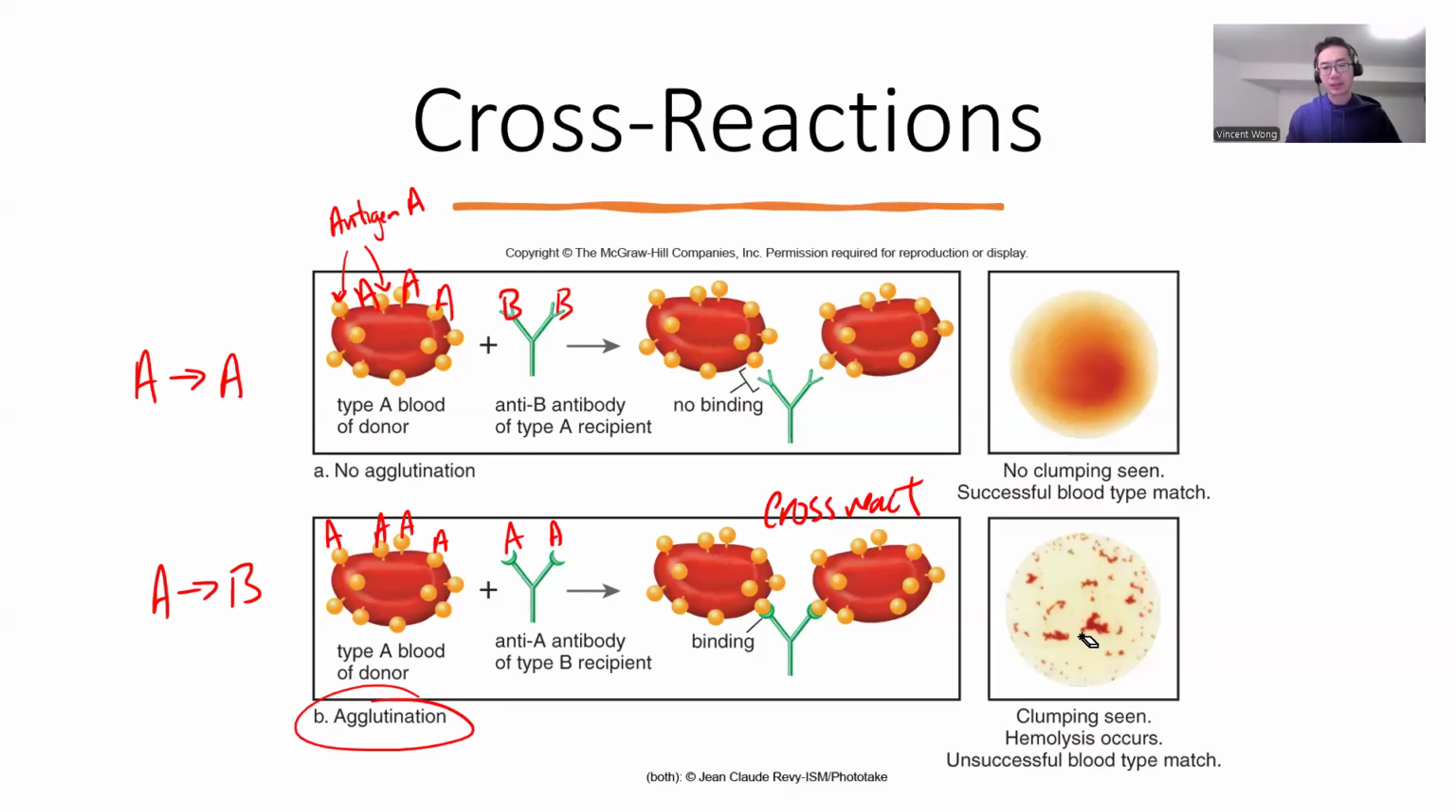and then it will cause clumping, agglutination. You don't even have to put this under the microscope. You literally just do it in a dish, and then you will see that they form these little clumping bits.